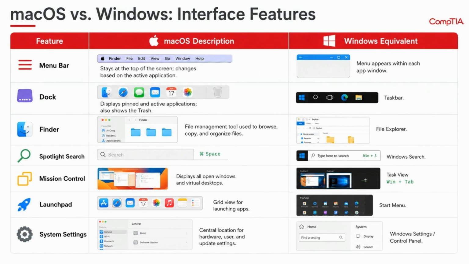Mission Control shows all open windows and desktops, comparable to Task View. Launchpad is a grid for launching apps, comparable to the Start menu. And System Settings is the central hub for hardware, users, and updates, comparable to Windows settings.